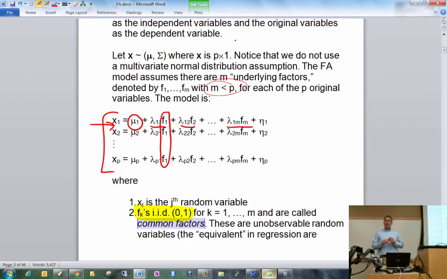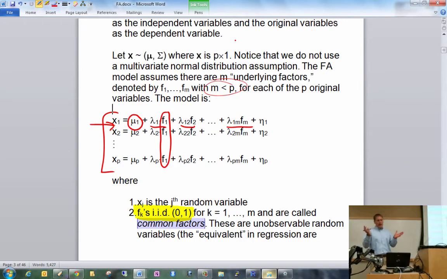The f's are random variables. They have a mean of 0 and a variance of 1. Also, these f's are independent of each other. What I'm telling you right now are model assumptions, essentially. Now, these f's are common factors. Basically, factor analysis is most interested in these f's.